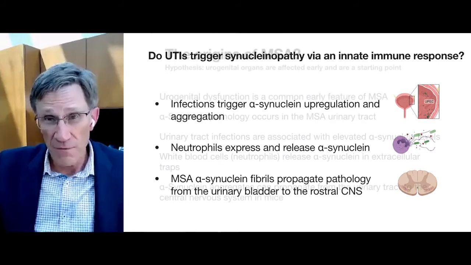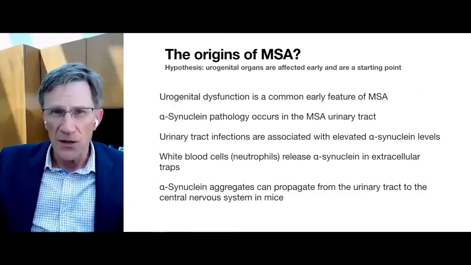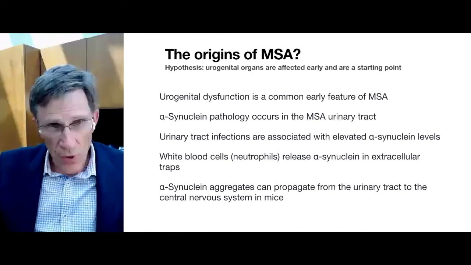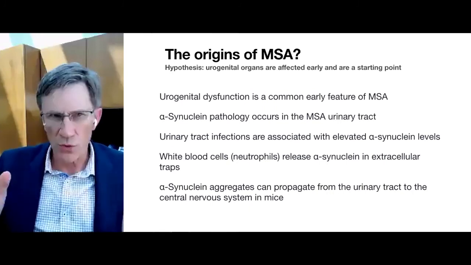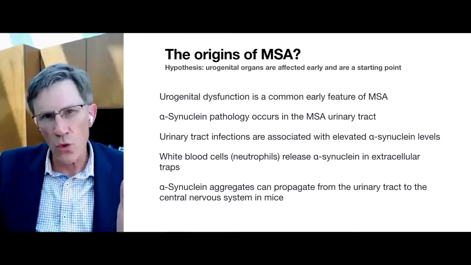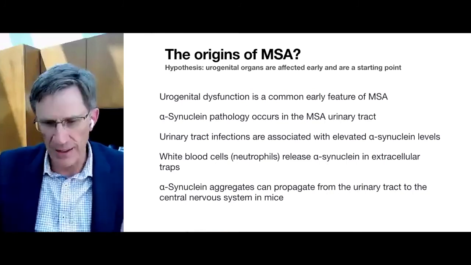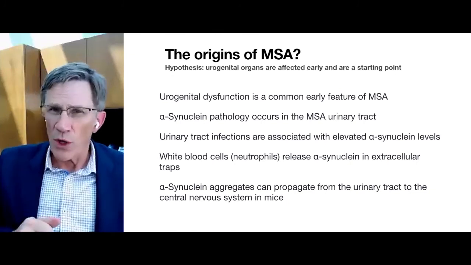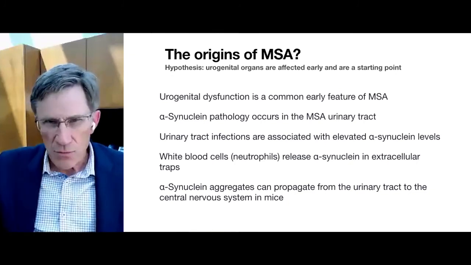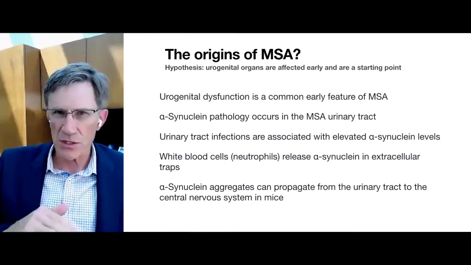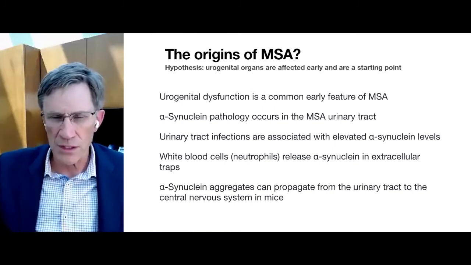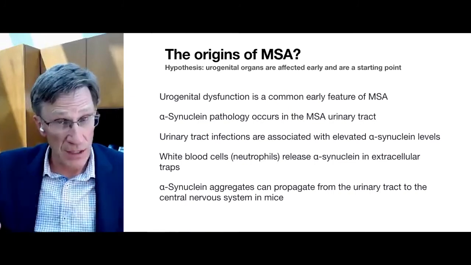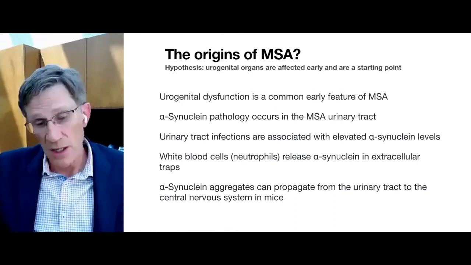And here in my final summary slide, the question is, what are the origins of MSA? Well, our hypothesis, it's not proven, but it's still an idea, and we're getting more and more support for this, is that urogenital organs are affected early. Well, that's, I think, a fact, but could be a starting point for MSA. We're not thinking it's in all cases. We think some of the differences that one sees in the clinical course of the disease might be related to where the infection is, but we believe that in some patients, maybe this is a starting point.